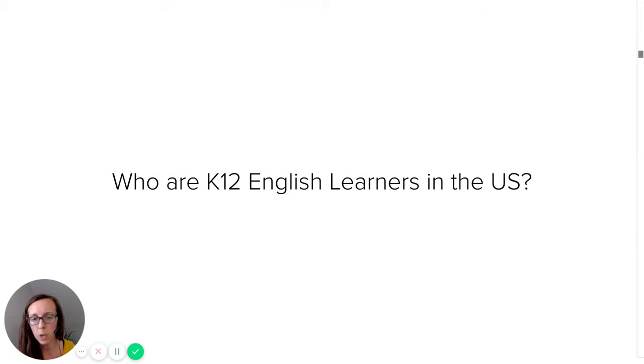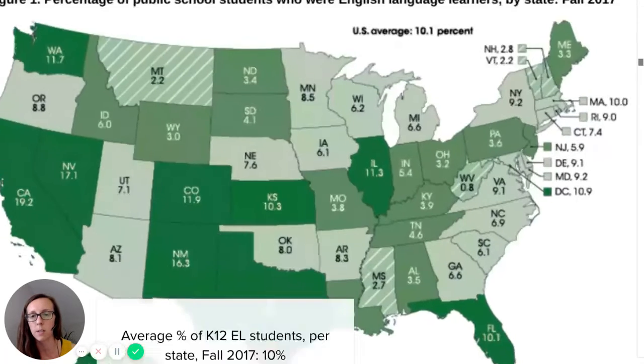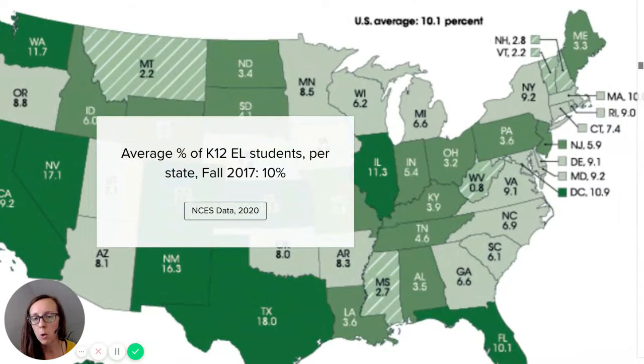So let's just take a quick moment to center ourselves on who K-12 English learners are in the United States. First off, I want to let you know that there is an average of 10.1% of all K-12 students in each state who are English learners. Of course, it varies by state, and this data is from 2017, so it's probably changed slightly by now. But I do think it's important to think about 1 out of 10 students learning English in some fashion.